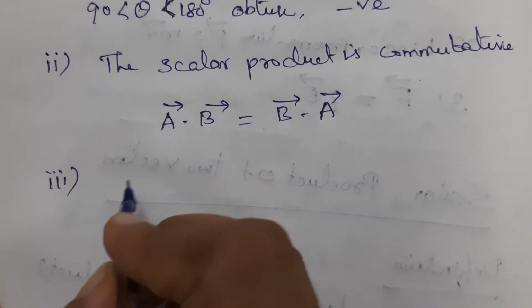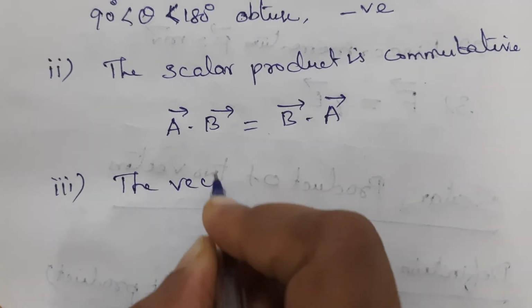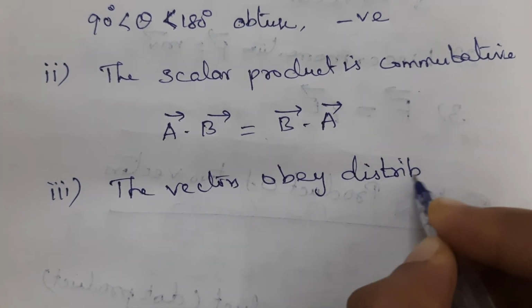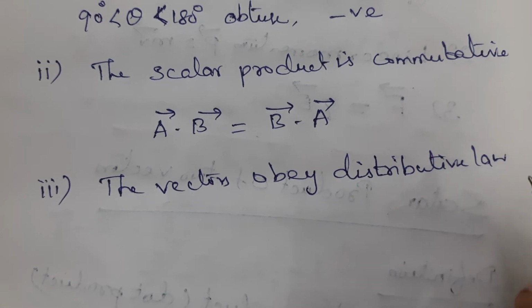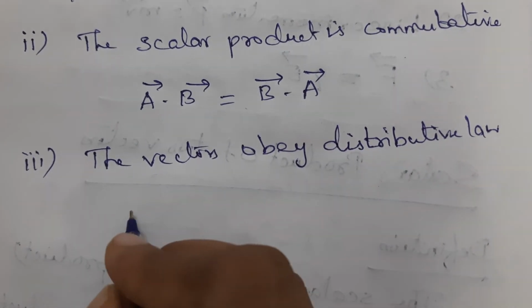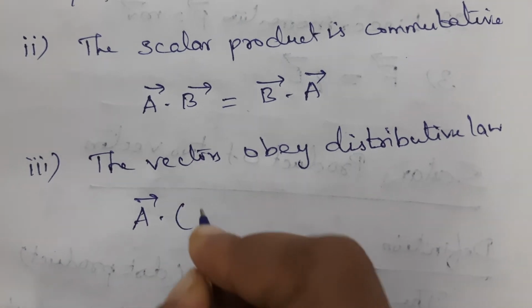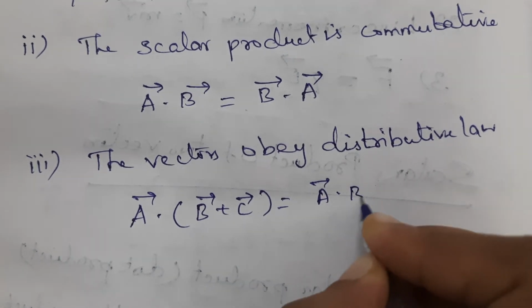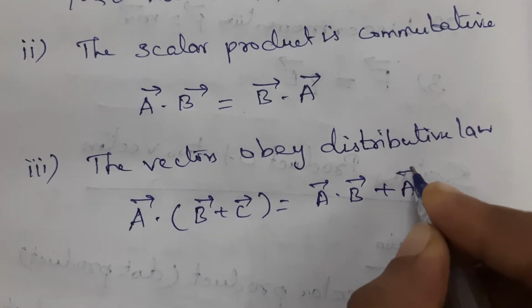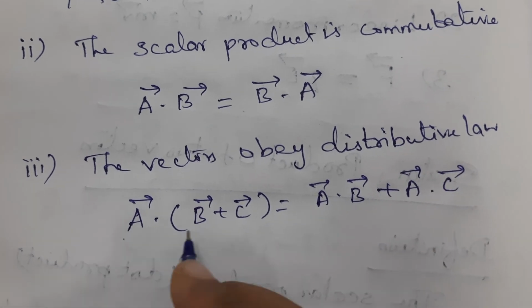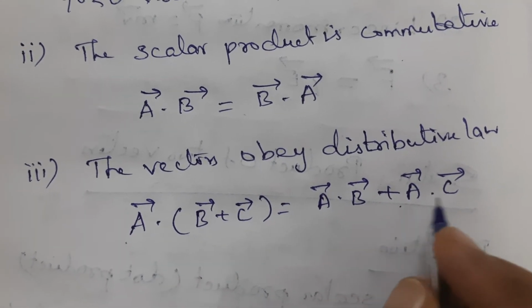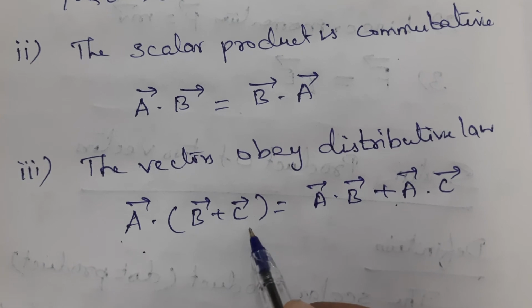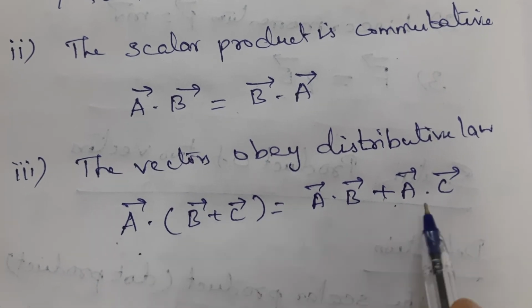Third property. The vectors obey the distributive law. That is, A vector dot B vector plus C vector equals A vector dot B vector plus A vector dot C vector. A dot (B plus C) equals A dot B plus A dot C.